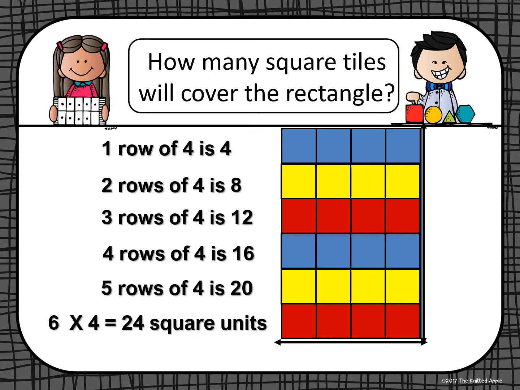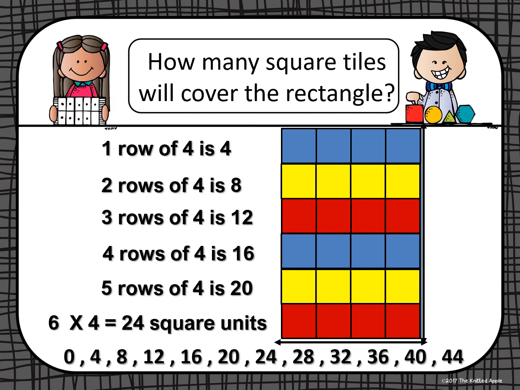So when I think about what is my multiplication equation? Well, I have 6 rows with 4 tiles in each row, and that gives me 24 square units, or 24 square tiles in this particular case. So if I were going to look on a number line, or look at a pattern, I would count 6 groups of 4, and that would give me 24 if I were using my multiples to help me with my product.